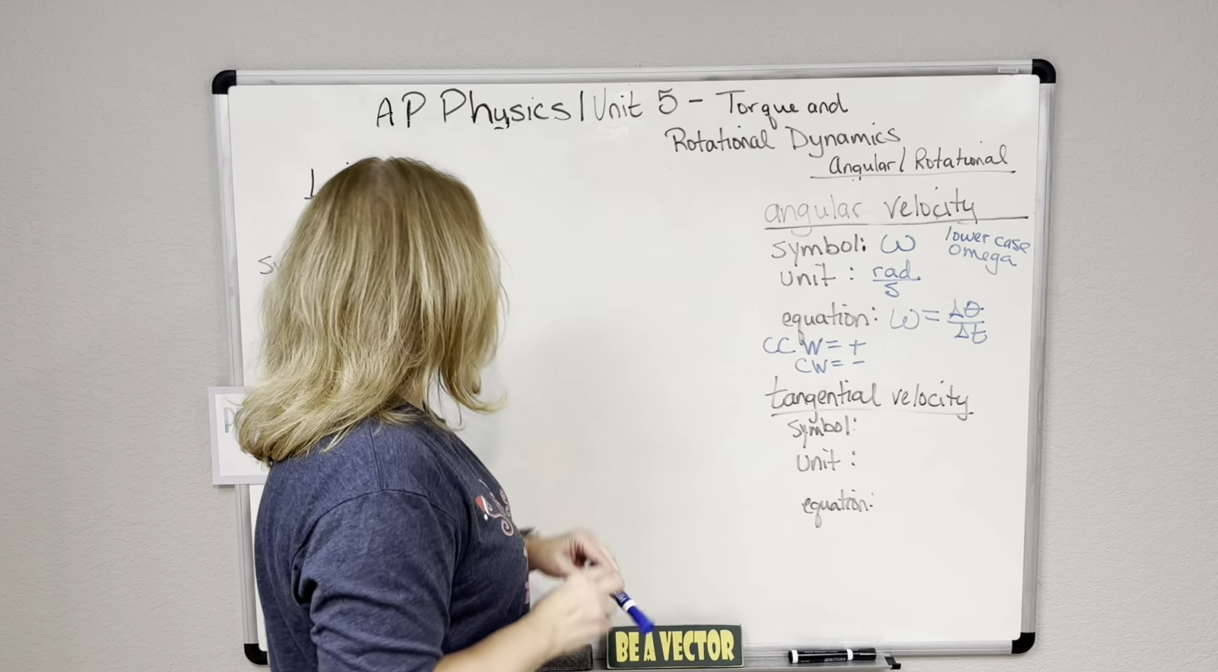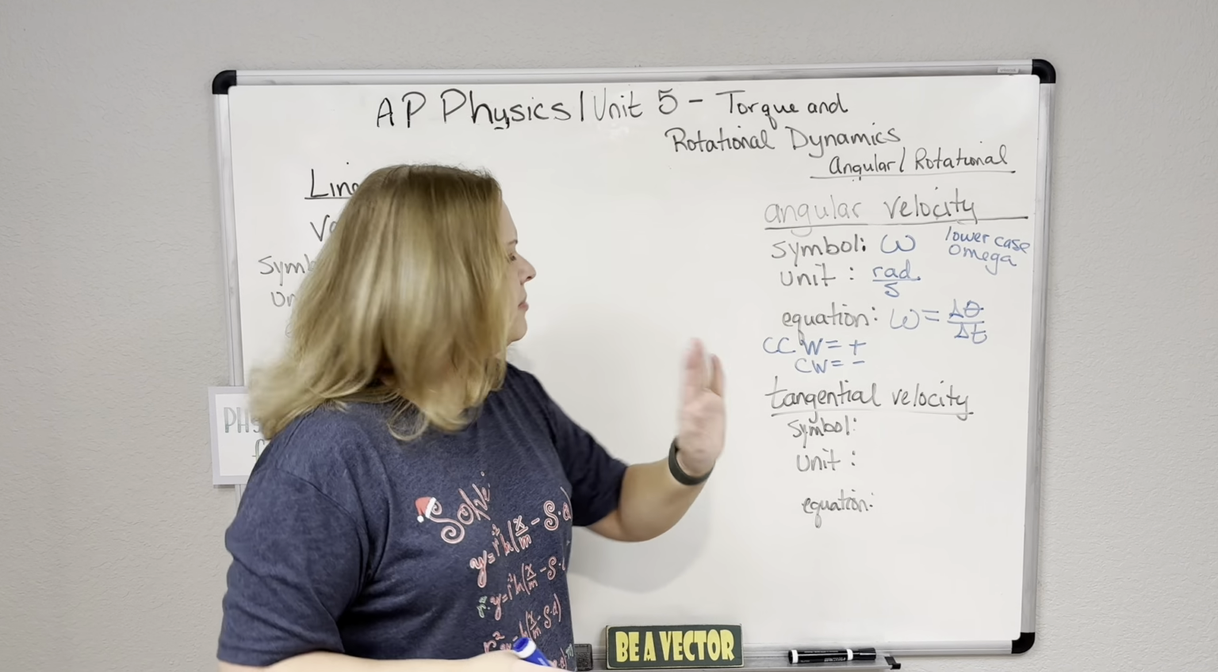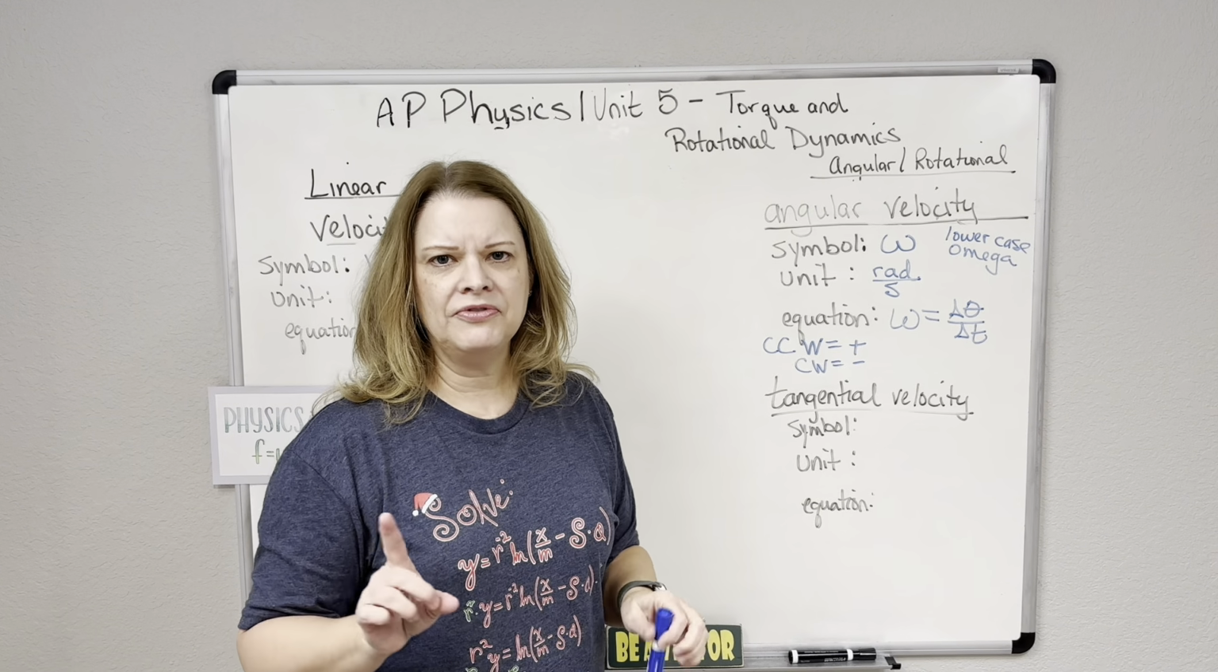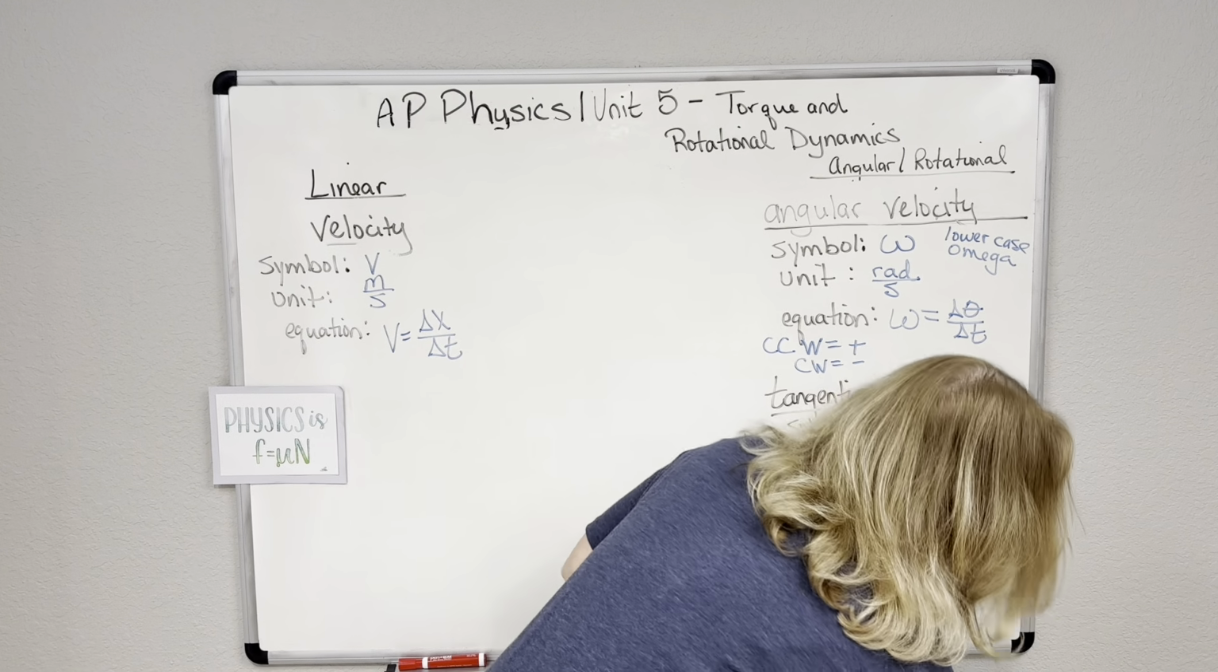We're going to have another kind. We had linear velocity, we have angular velocity, but now we're going to talk about one more type of velocity, and that's tangential. All right, so let me give you an example here.